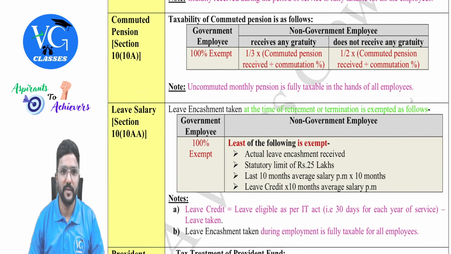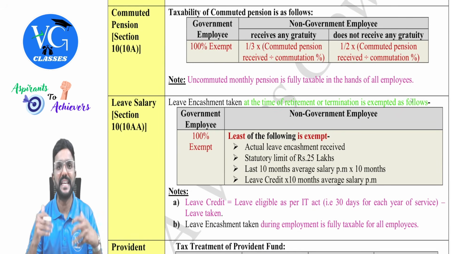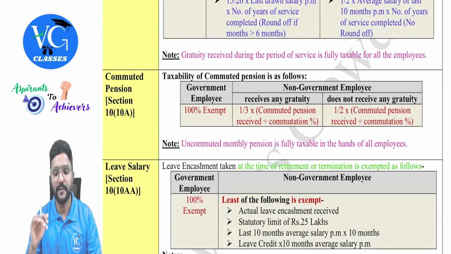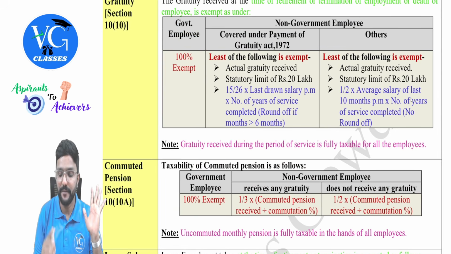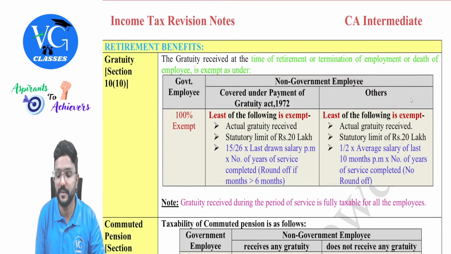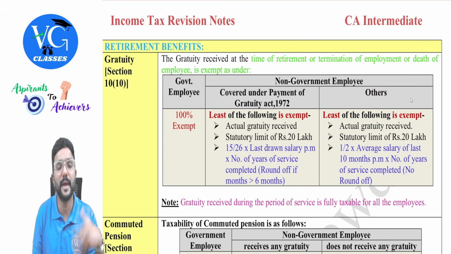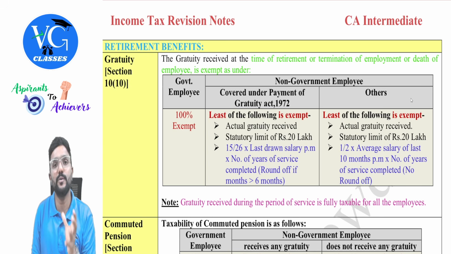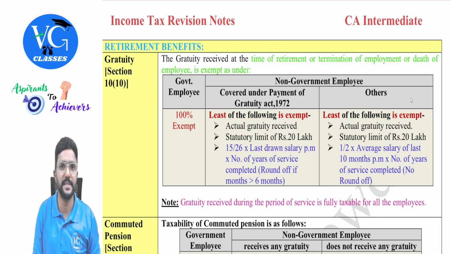Next, let us move forward to pension. Commuted pension. Guys, once an employee retires, and please be careful, for a government employee, it is always 100% exempt. But if it is received during the service, is it taxable for them also? Yes. This exemption is only if it is received at the time of retirement, termination, or death, guys. Please be careful. And if by chance the employee has died, who will receive the amount? Nominee or family members. For them also it is exempt.